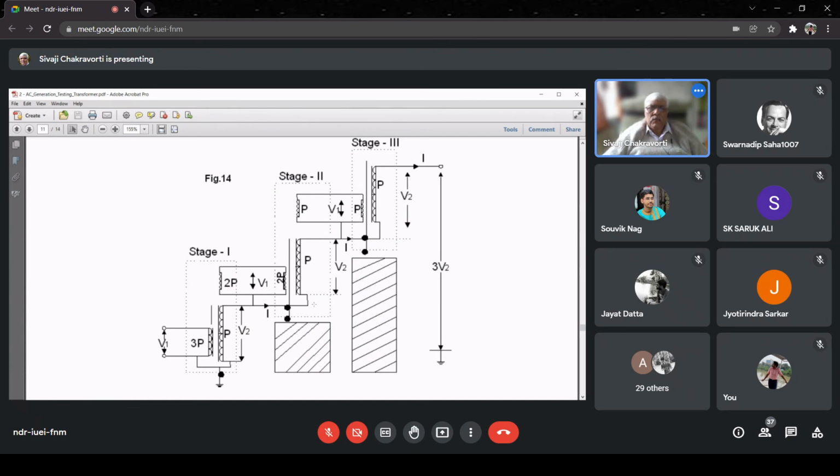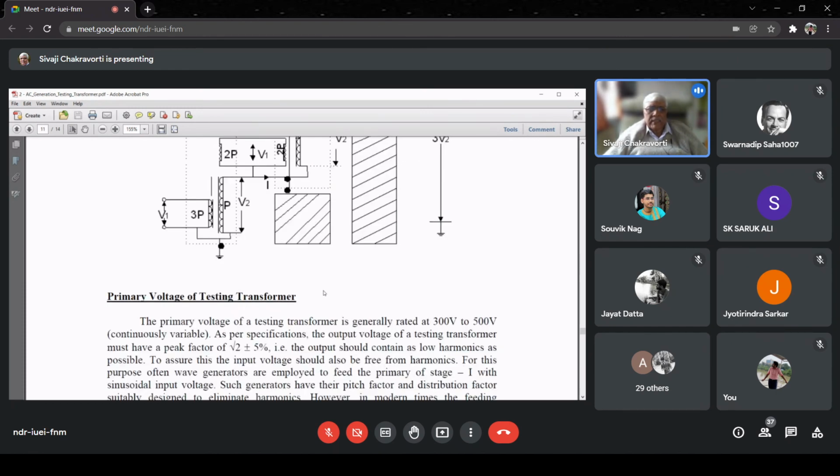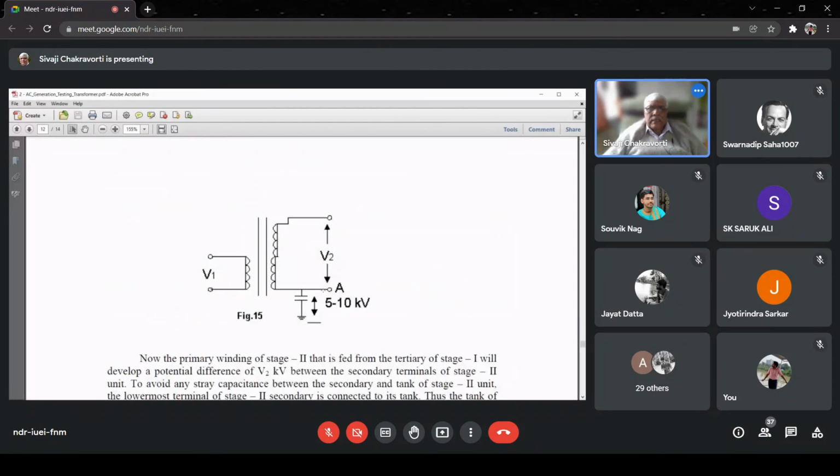What we do, we connect electrically the bottom terminal of the transformer to the tank by a physical electrical connection, just like the stage 1. But in stage 1, the tank is earthed. In stage 2 and stage 3, the tank is not earthed but insulated from ground. That's a very typical requirement for this sort of cascade connection. This is what is explained here. If we don't do it, there will be a floating potential between the bottom terminal and the tank.